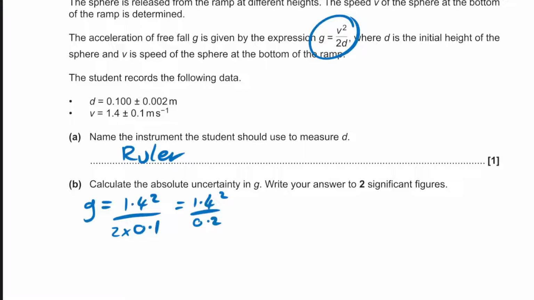Oh, I can't do it in my head though. I don't know 1.4 squared. I'm just going to say times by 5. Oh, that gives us 9.8. There we go. What a surprise. Cool. So we have a value for G.